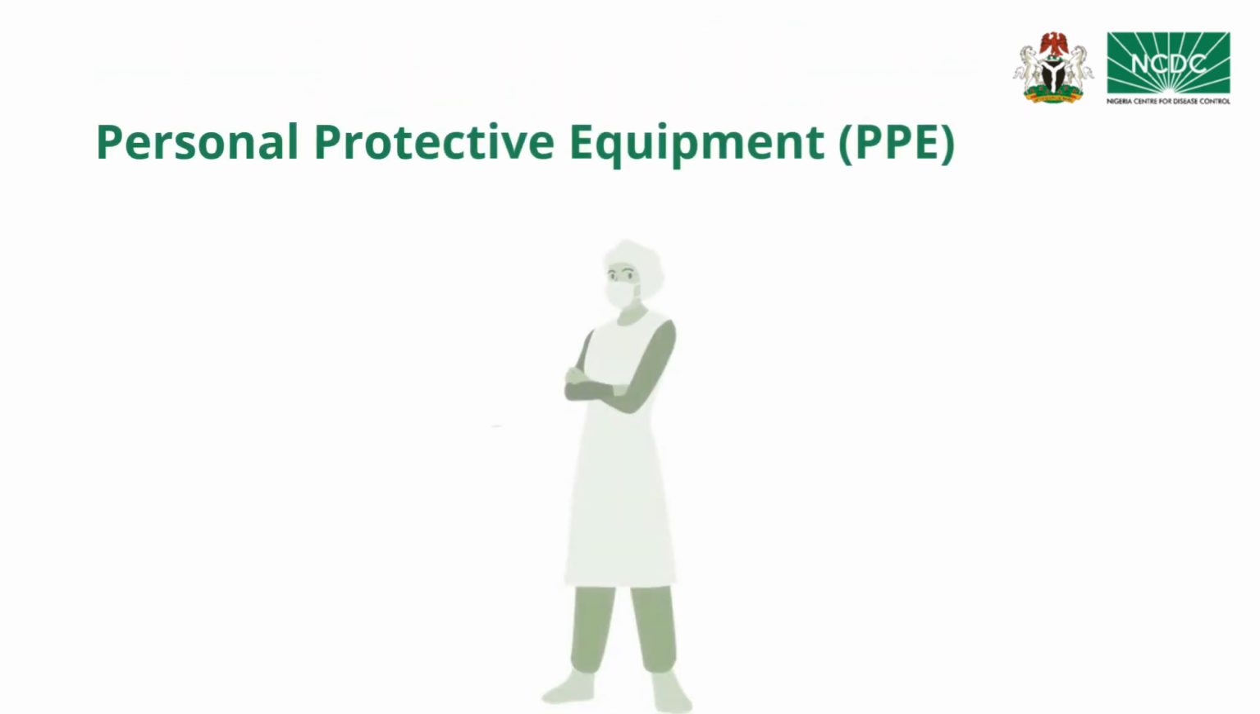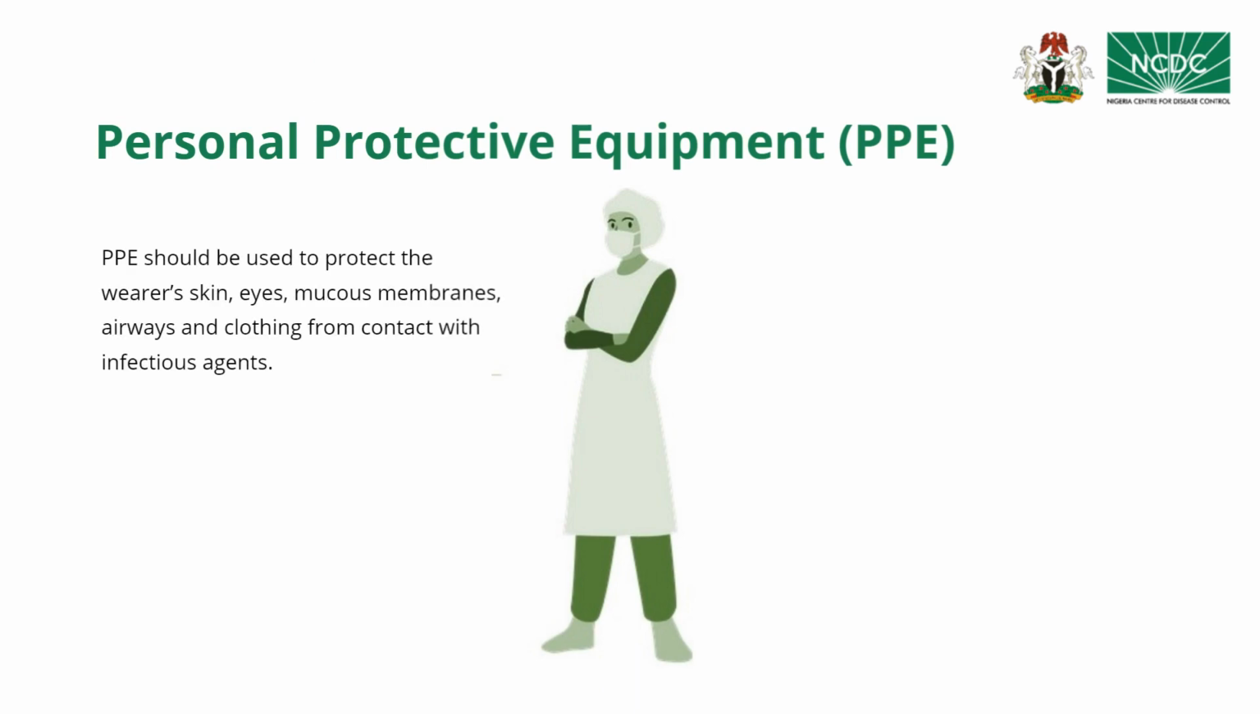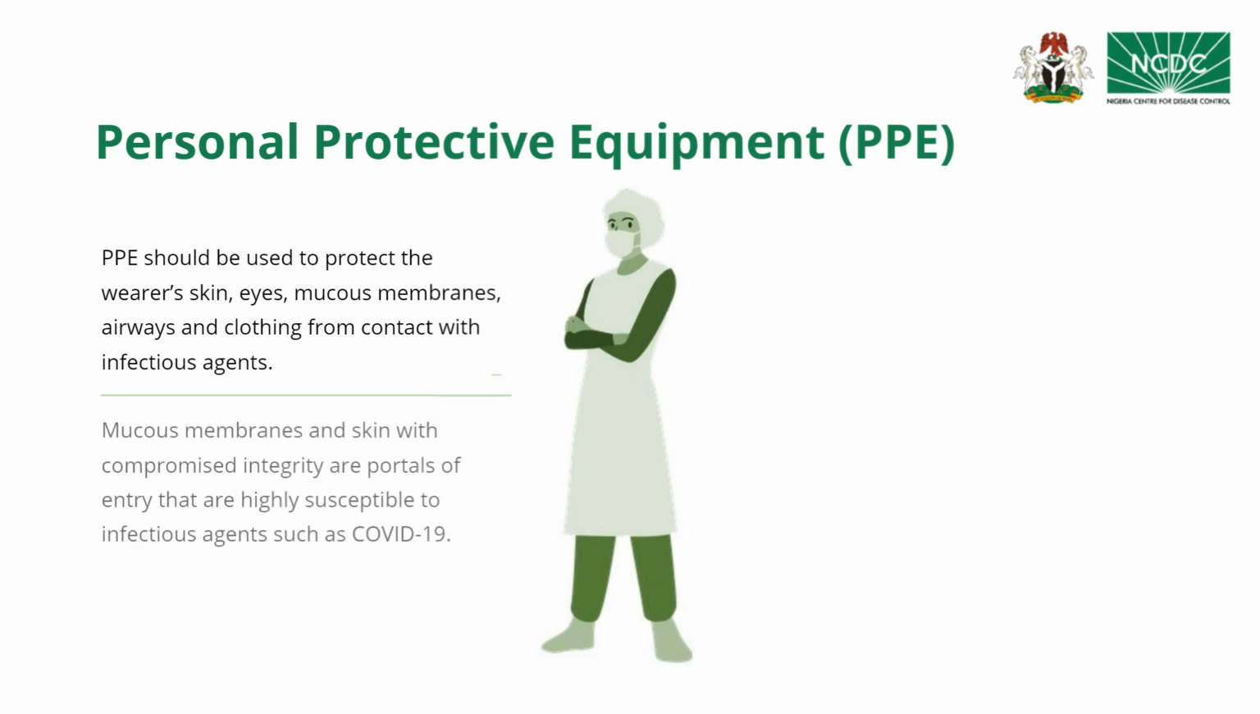Personal protective equipment should be used to protect the wearer's skin, eyes, mucous membranes, airways, and clothing from coming into contact with infectious agents. Mucous membranes and skin with compromised integrity are portals of entry that are highly susceptible to infectious agents such as COVID-19. It is important to note that the use of PPE is not a substitute for proper IPC practice. For example, the use of gloves is not a substitute for hand hygiene.